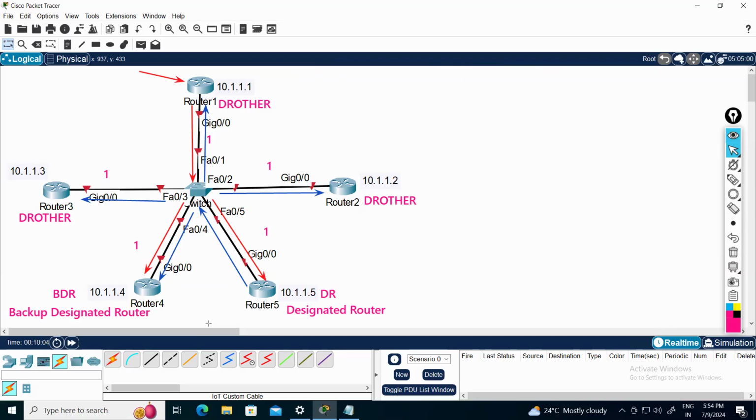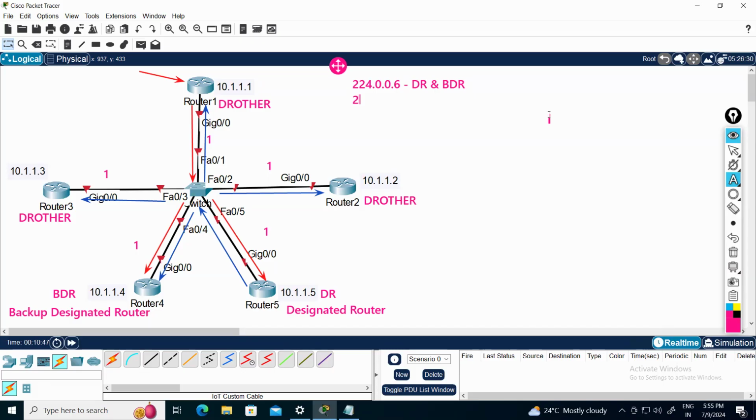This is clear. So now the question is how your DR other will come to know that it has to share the information with the DR and BDR only. How can it send the information only to these two? In OSPF, we have something called multicast groups. Kind of, you can say these are 5 people and they have 2 WhatsApp groups. One WhatsApp group is 224.0.0.6. Who is the member of this group? Only your DR and BDR. These are the 2 members of this group.